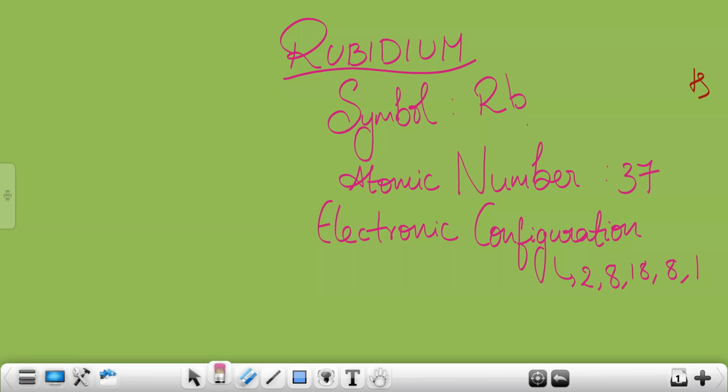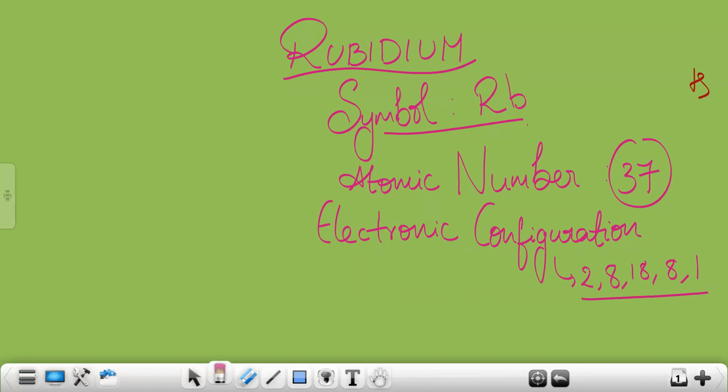Okay, don't waste the time. We will come to rubidium. The rubidium symbol is Rb. What is the symbol of rubidium? Rb. What is the atomic number of rubidium? 37. Rubidium's atomic number is 37. Its electronic configuration is 2, 8, 18, 8, 1.